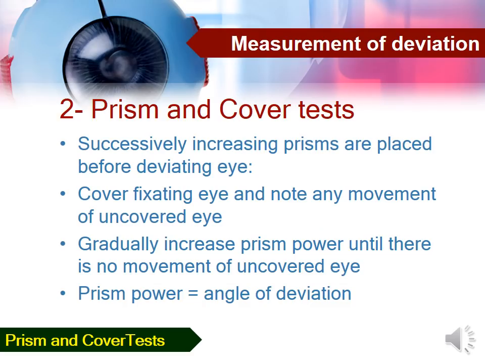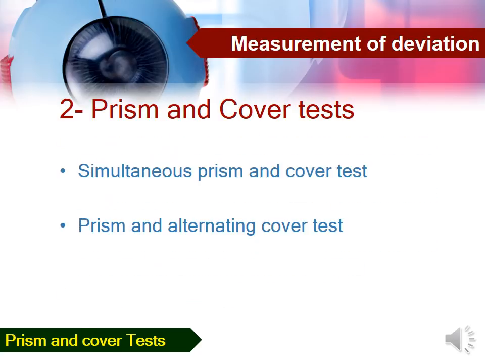The second type of tests that you can use to measure the angle of deviation are the prism and cover tests. The prism and cover tests are the cornerstone for measurement of the angle of deviation in most cases. In the prism and cover test, successively increasing prisms are placed before the deviating eye. The fixating eye is then covered, and any movement of the uncovered eye is noticed. You gradually increase the prism power until there is no movement of the uncovered eye. At the point of neutralization or no movement, the prism power equals the angle of deviation.